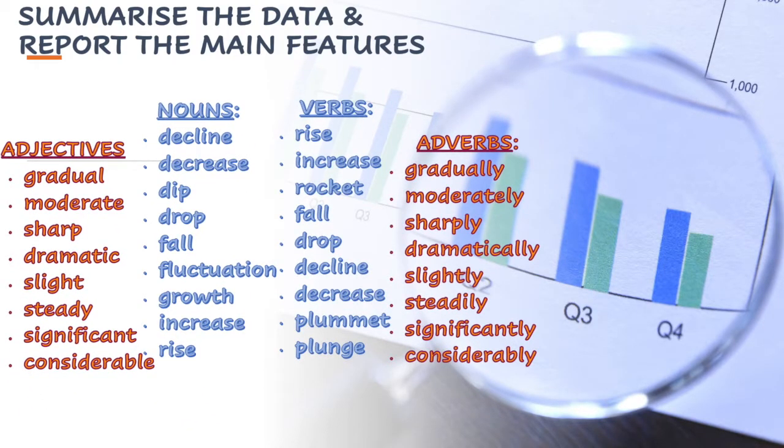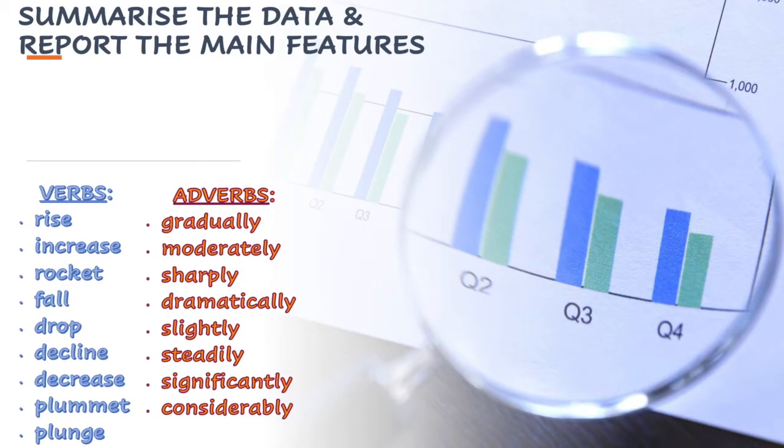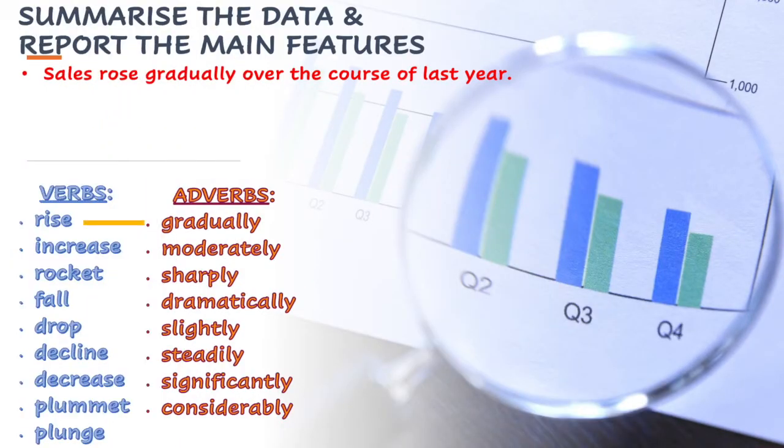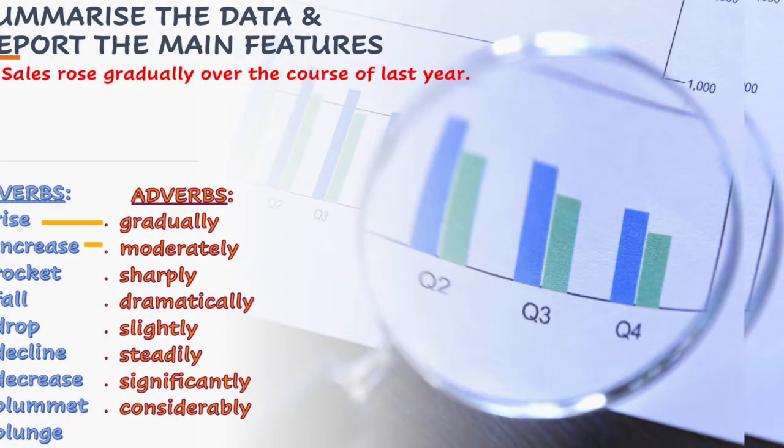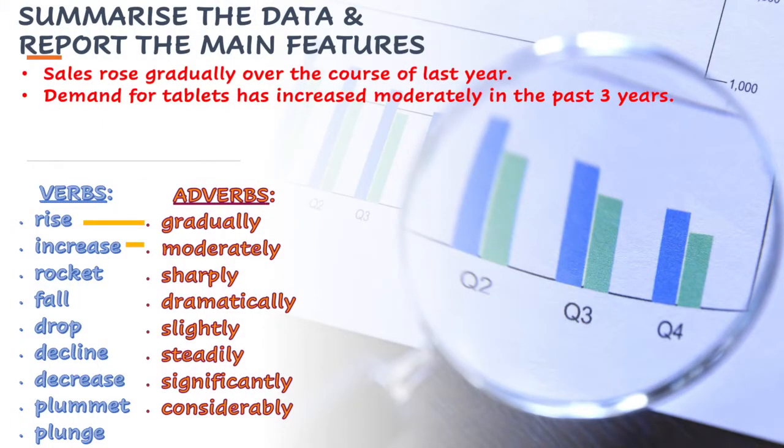We also have verbs and adverbs that go quite nicely together, and we're going to try and combine them in order to show flexibility with the language, in order to use both nouns and adjectives and verbs and adverbs. So I'm going to combine rise and gradually. For example, here, I could get something like sales rose gradually over the course of last year. If I combine increase and moderately, I could get something like demand for tablets has increased moderately in the past 3 years. Or, unfortunately, rocketing can only be sharp, so I cannot combine it with sharp, now can I?